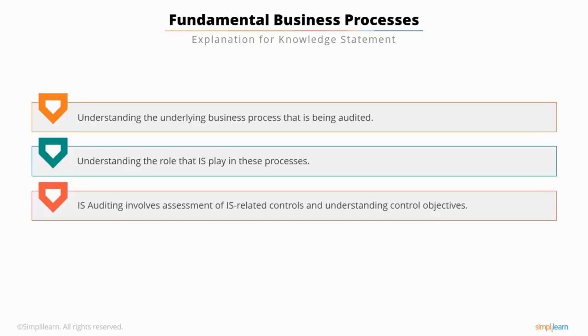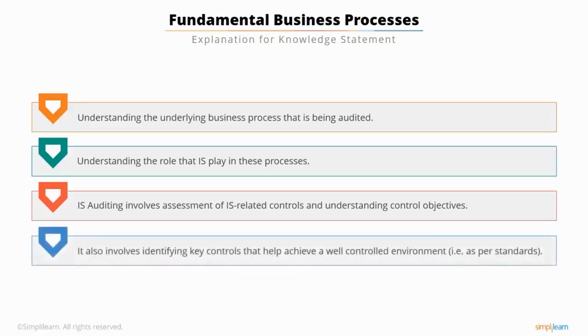Information system auditing involves assessment of all the information system-related controls, but also understanding those control objectives, which is why you need to understand the fundamental business processes. It also involves identifying key controls that help achieve a well-controlled environment as per particular standards. Now, that may also involve the knowledge of certain industry standards and laws, and we'll visit that topic in later knowledge statements.